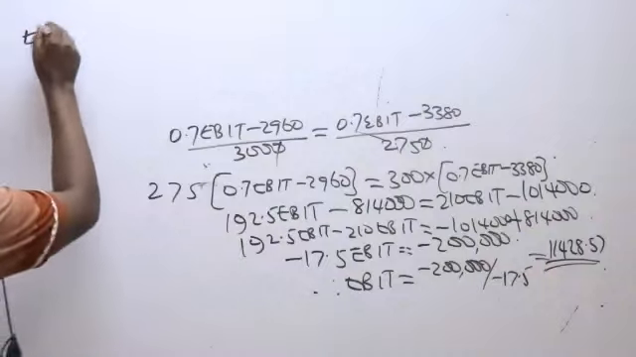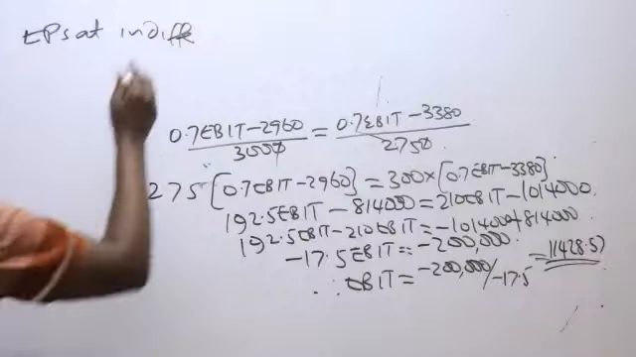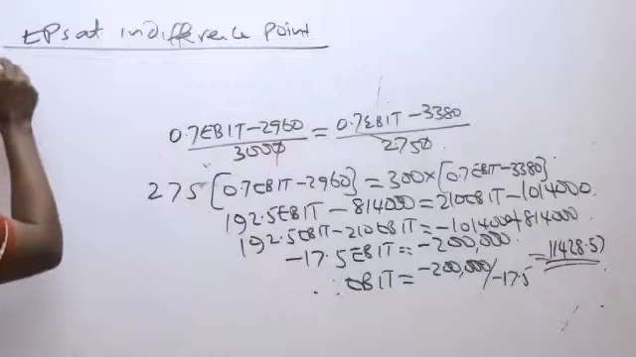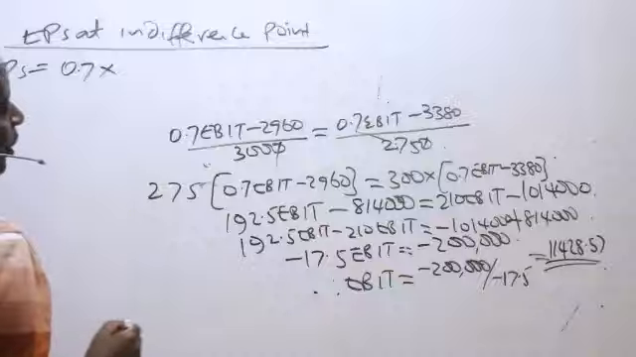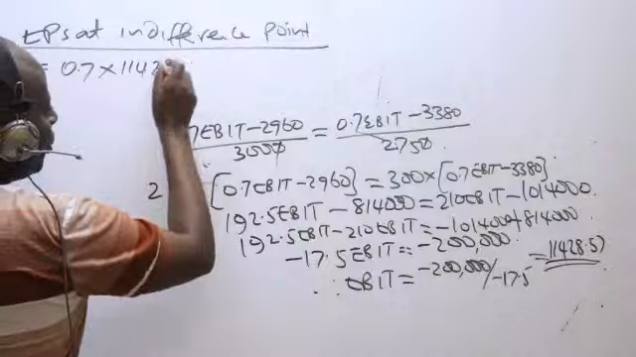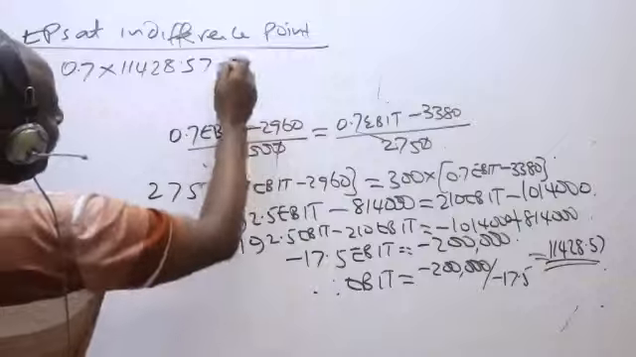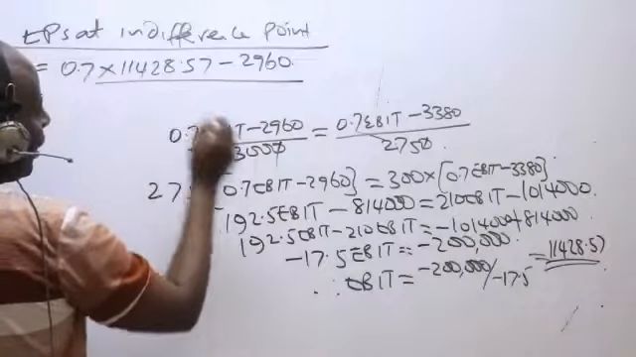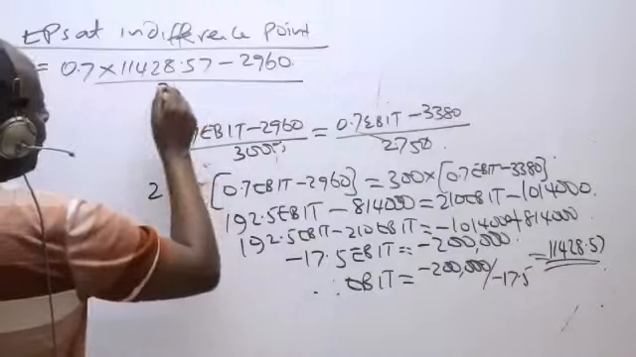So EPS at indifference point will be equal to 0.7 times EBIT, EBIT of 114,28.57. I'm using this formula. Minus 2960, the way it was initially, remember. I was canceling here for the purpose of equity. So all over 3,000.